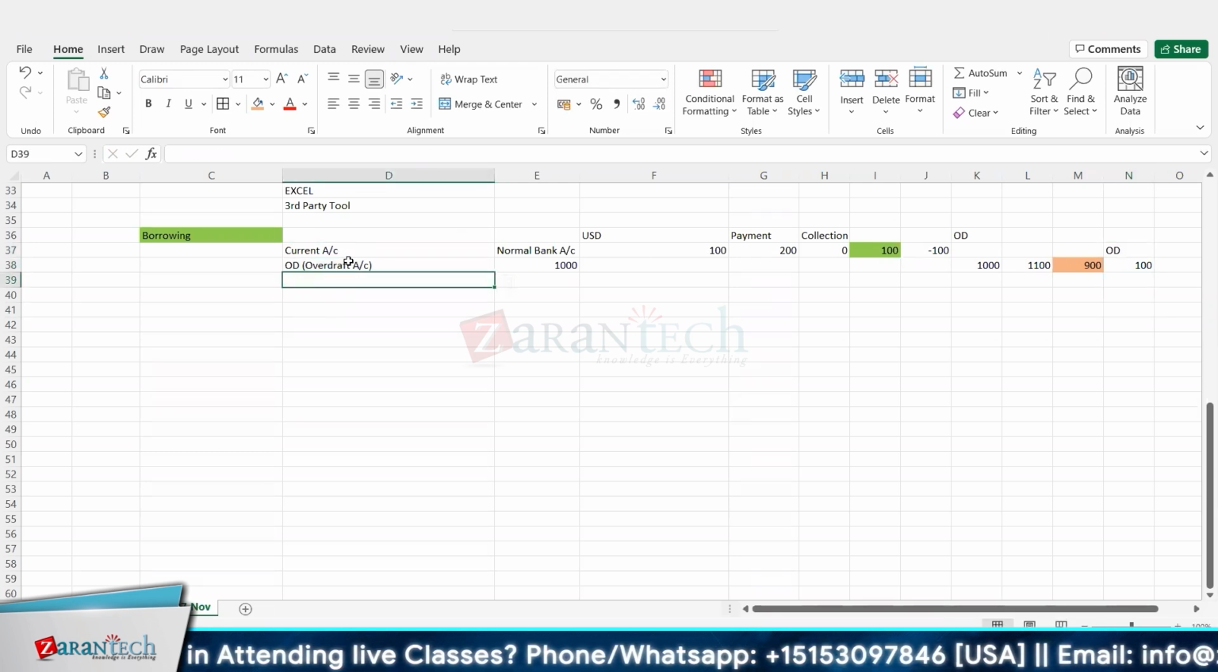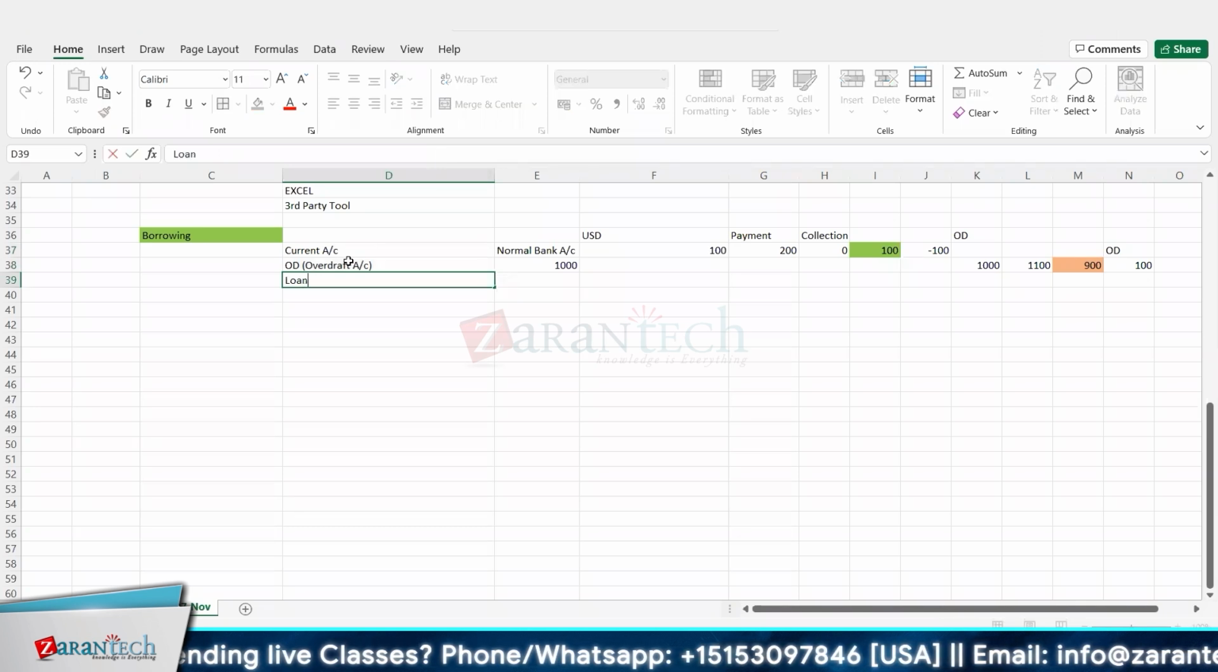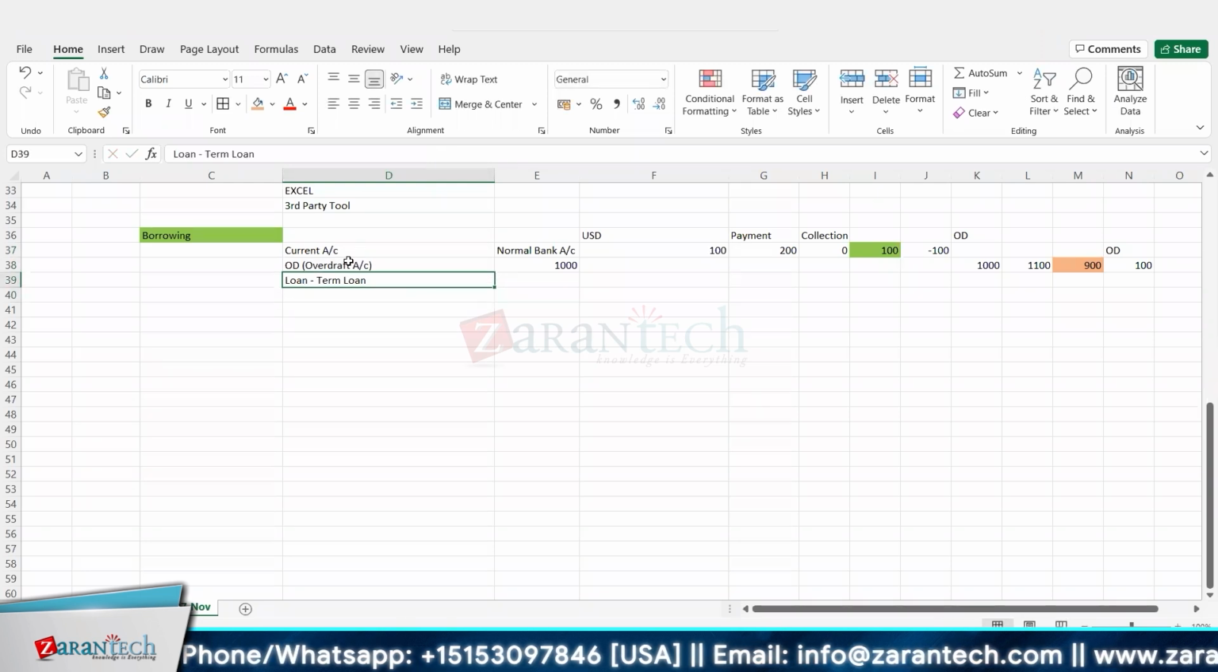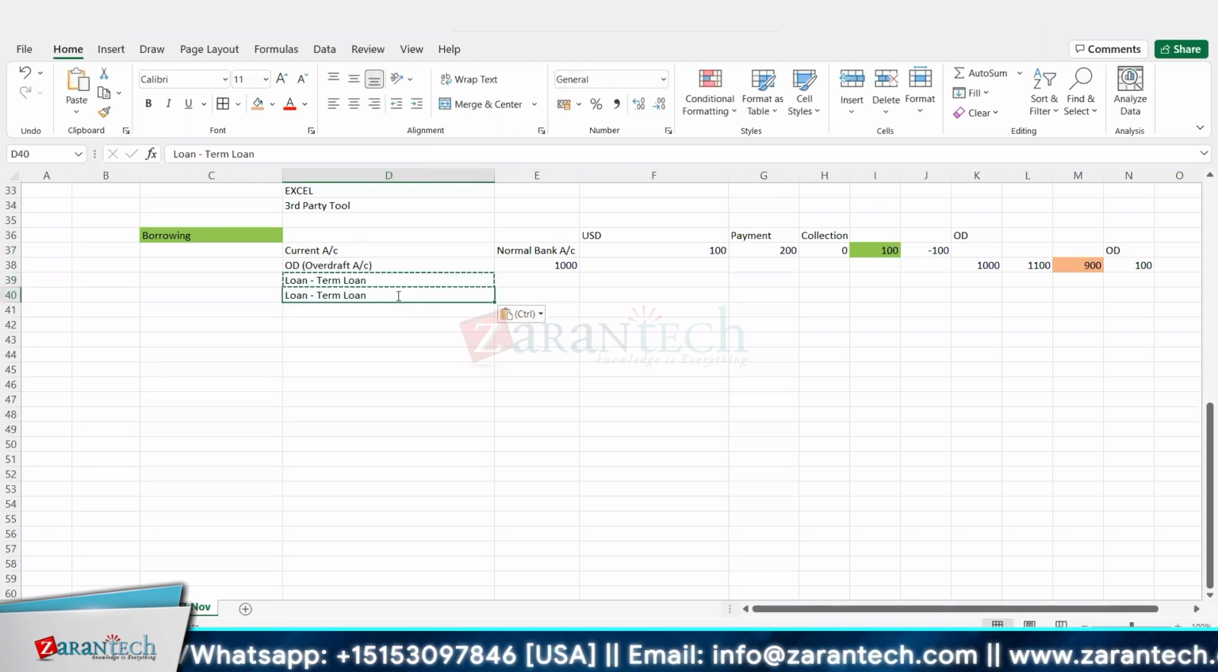Then you have different types of loan accounts. So you will say I have a term loan. You will say I have a working capital loan.